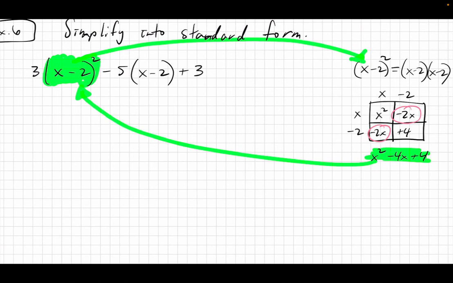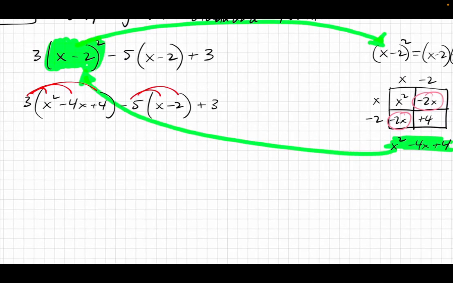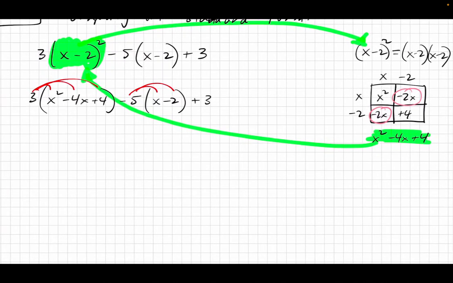Okay. The difference is, though, when I move it back in, it's still going to be in parentheses. The reason it's still in parentheses is because of that 3 in front. Okay? So now what am I going to do? Yeah, now I can multiply the 3 and the negative 5, because those parentheses don't have a power anymore. So I get 3x squared minus 12x plus 12, and then negative 5x plus 10 plus 3.